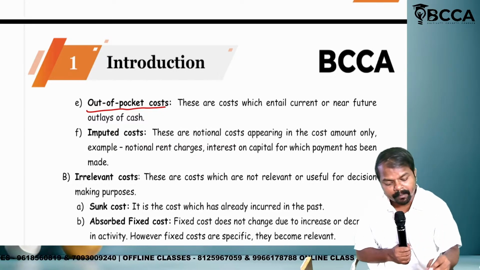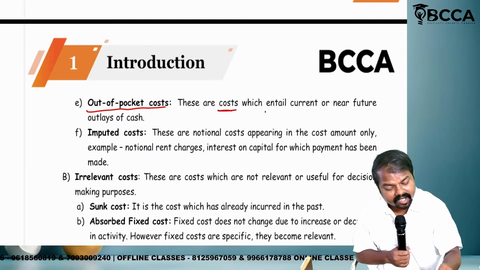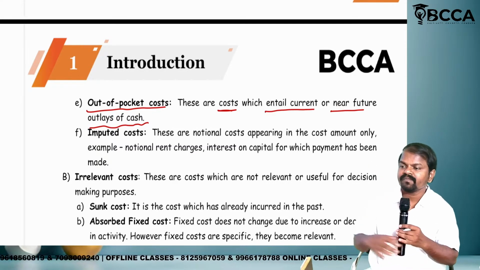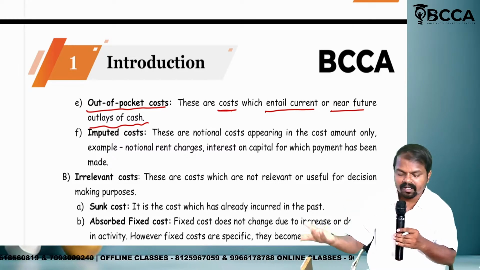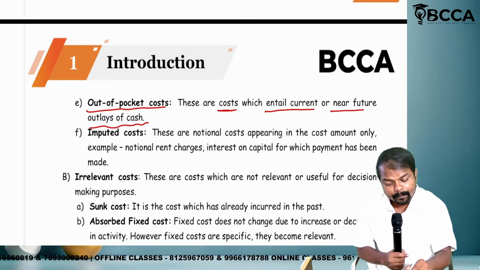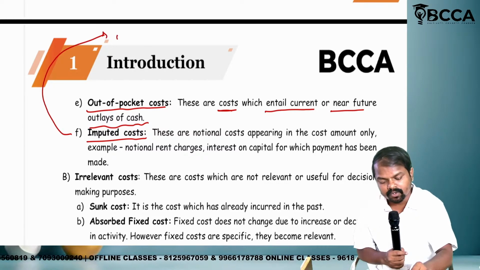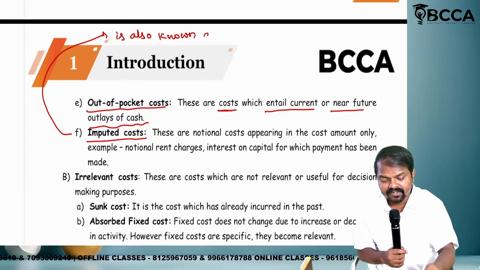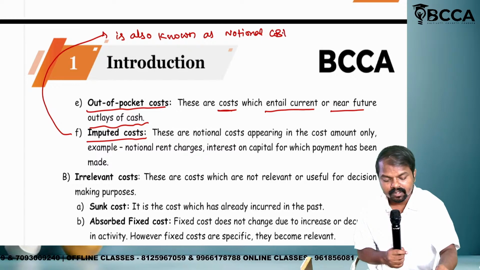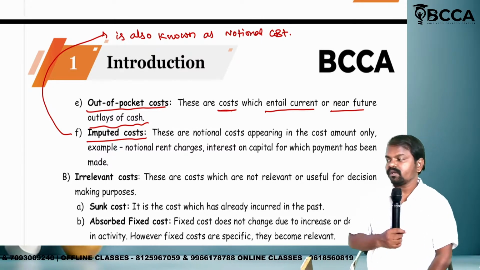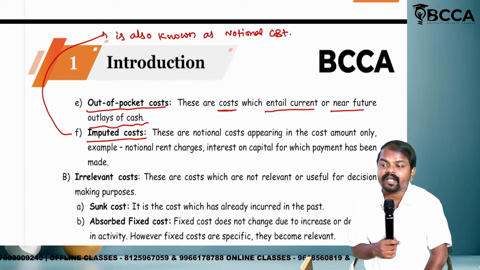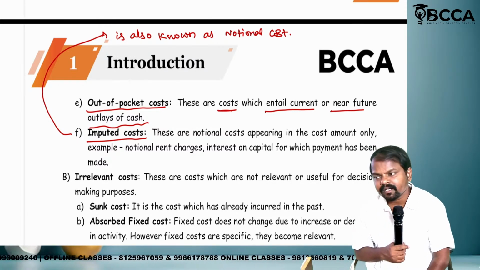What is meant by out of pocket cost? Those costs which entail current or near cash outflows. Simple. How much you spent is called out of pocket cost. Imputed cost, please make a note, is also known as notional cost. Correct?